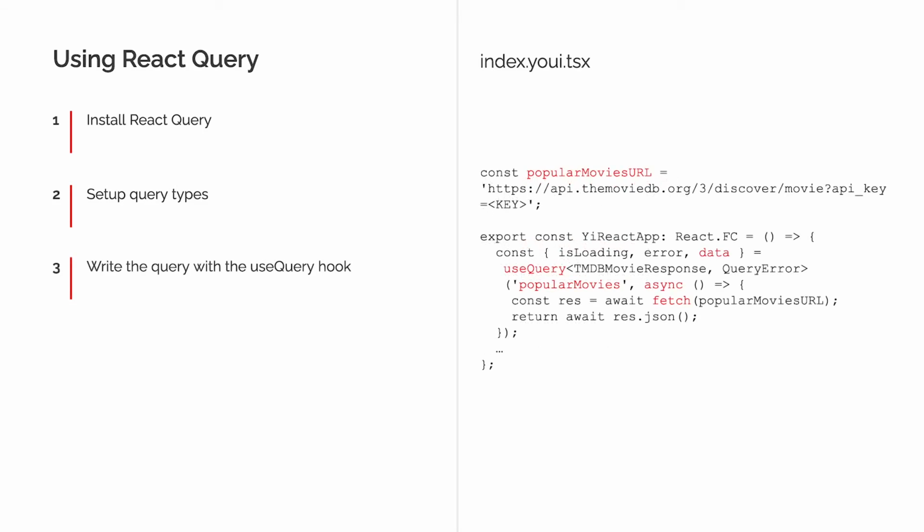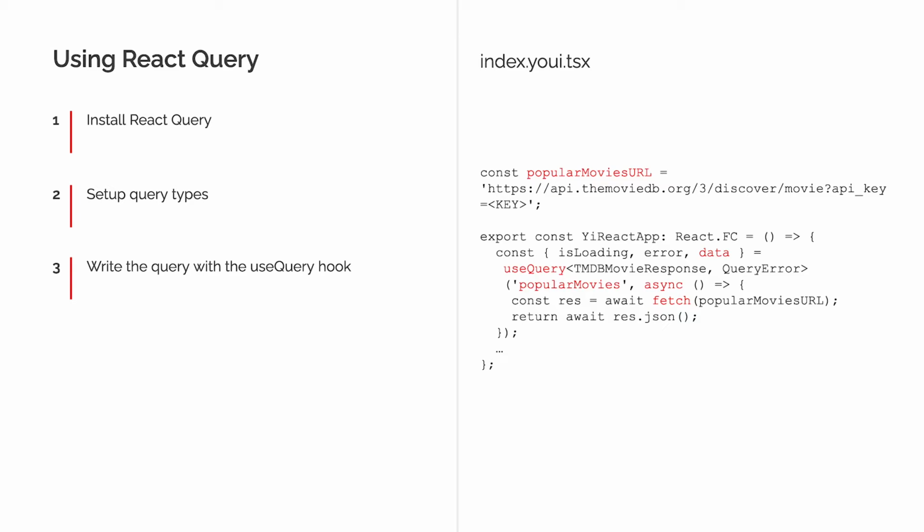Now we can execute our query. The URI is defined as a constant, and you'll note we need to get an API key by registering a free account with TMDB if you'd like to do this exercise locally. The useQuery hook provides many return values, but specifically, we will look at the isLoading, error, and data members. We type the useQuery hook with our expected response and error types.